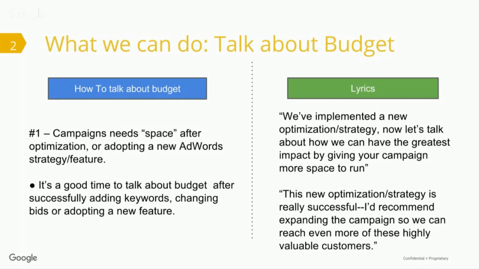And two, you can let them know that either this was incredibly successful, so why not expand the campaign and expand the reach of this new optimization? And you can also talk about how after you optimize something, after there's a new strategy put in place, you need to kind of open things up, open the budget up so that the campaign has space to optimize, right? Give it space to run, like a dog in the park or something.